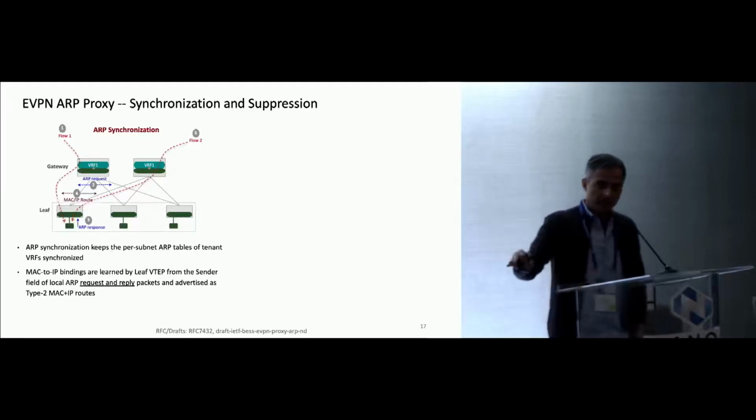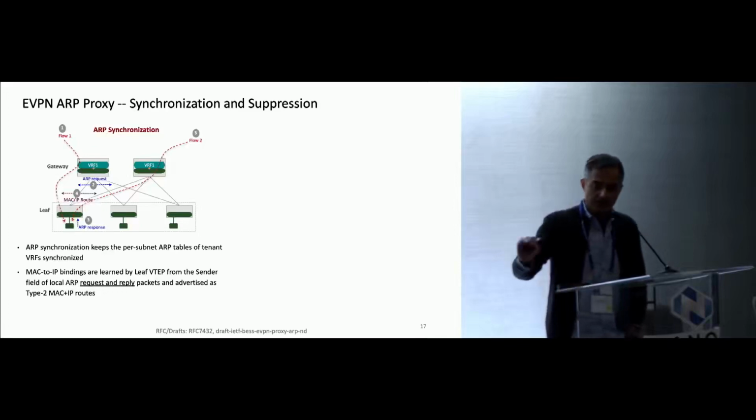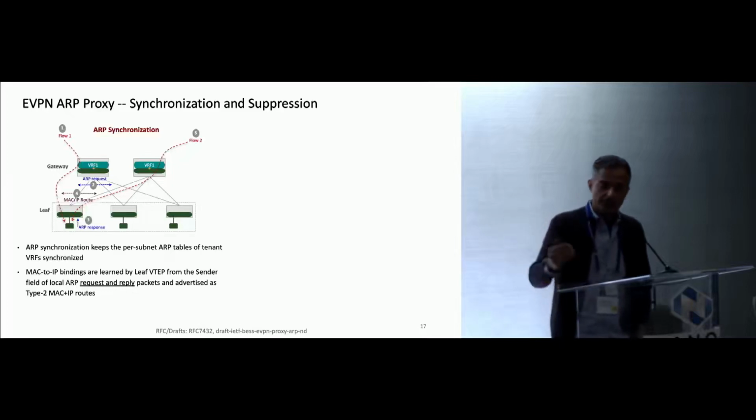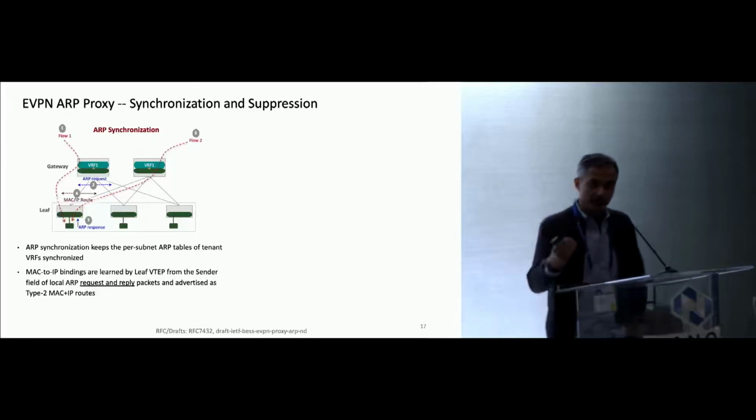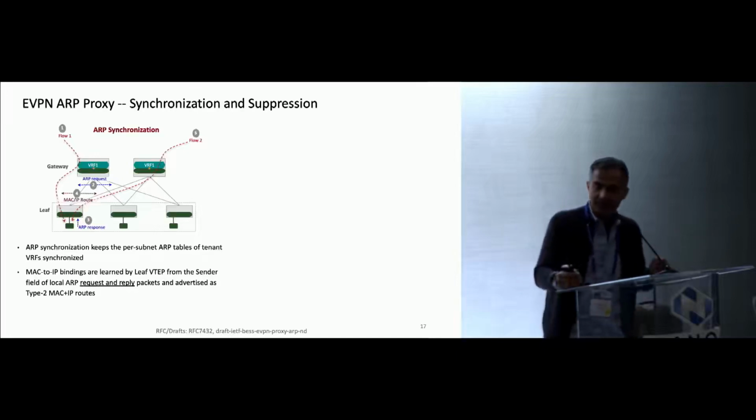All the VTEPs participating in a subnet store that MAC IP binding in a MAC IP binding table. Any integrated gateways, like the ones at the top, take those bindings and install them in their ARP tables. And if you have two integrated gateways, they're both getting their ARP tables updated at the same time. If you have four, all four, 8, all 8, and so on. So they're all getting synchronized at the same time.